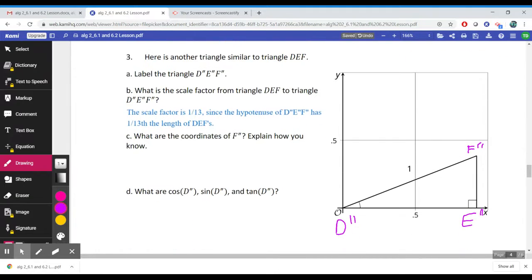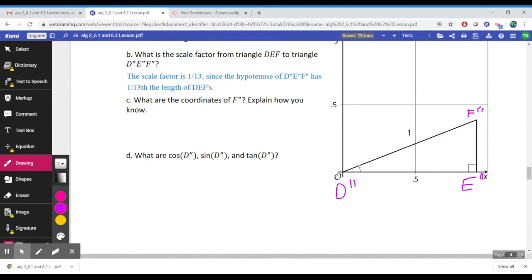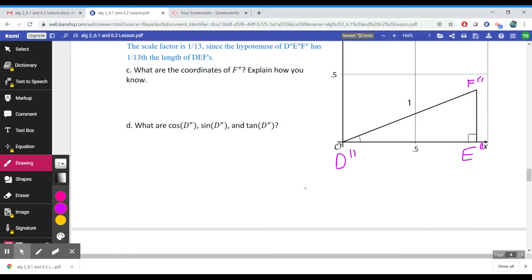So if I multiply those coordinates, since we're starting at the origin here, by 1/13, we should be able to get the coordinates of F double primed. Just multiply the scale factor by what the old coordinates are. That works as long as we're starting at the origin, which we are here. If we weren't starting at the origin, we could still find the lengths of these sides by multiplying the old length by the scale factor. But here we don't even have to bother with that since we're starting at the origin.